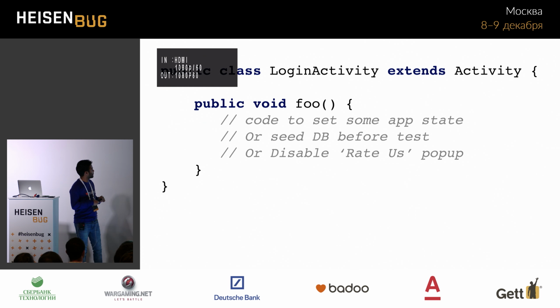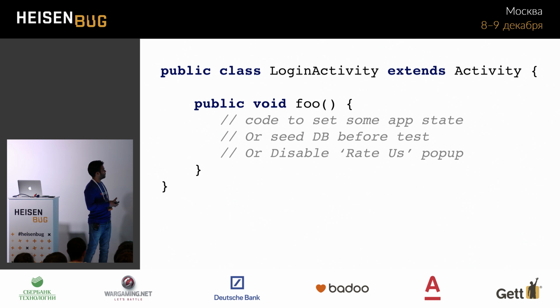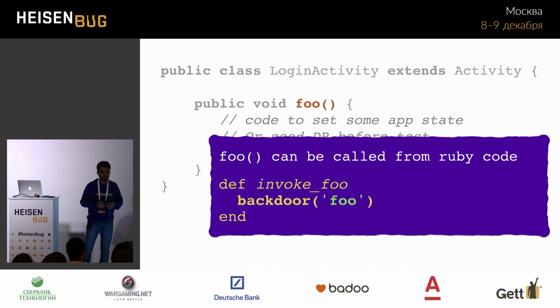Or maybe you can set some app state or change the URL, or whatever you want which helps you do testing in a predictable manner. So if you define this method, you can very easily call it from your Ruby code, which is test automation code, by simply using the backdoor API. You say backdoor and the method name as a string. It's a very simple example, but you can create complex backdoors which return you a value as a parameter.